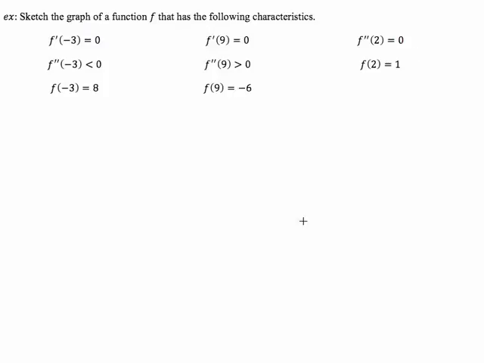So first we need an axis. We're going to approximate here. So the x values I'm interested in go from negative 3 to 2. Perhaps I'll move the y-axis over a little bit. I mean negative 3 to 9.